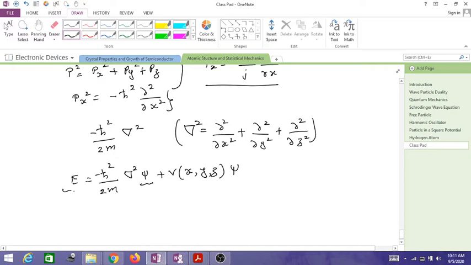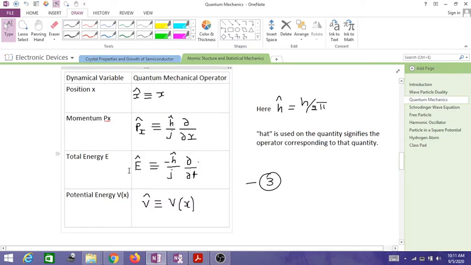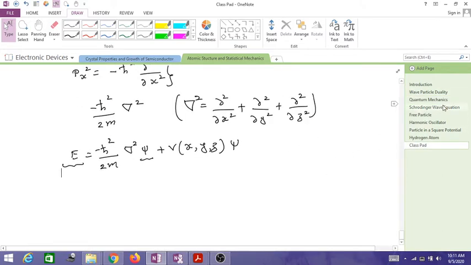Now, again from the second postulate, we will take the operator of the energy. If we look back here, the operator for the total energy is given by minus h bar by j into d by dt, the derivative with respect to time. Now we will apply the same thing here.